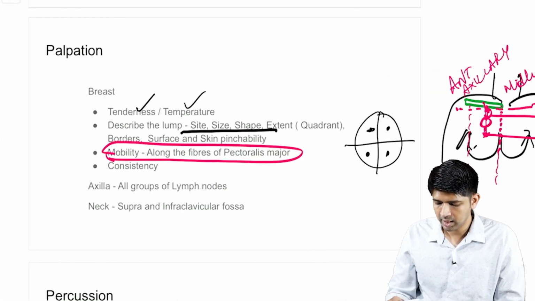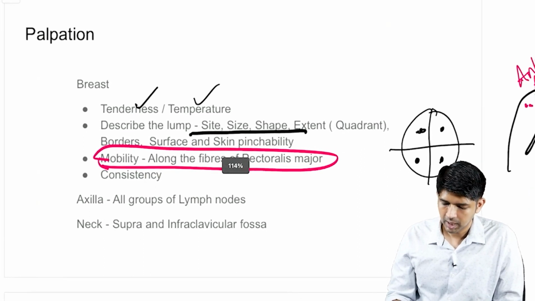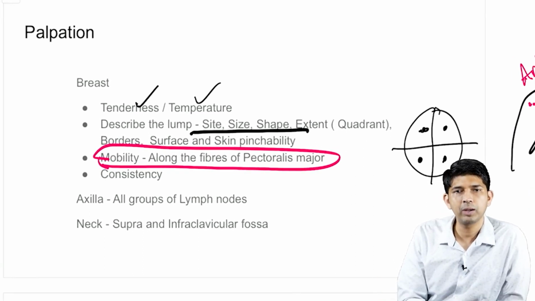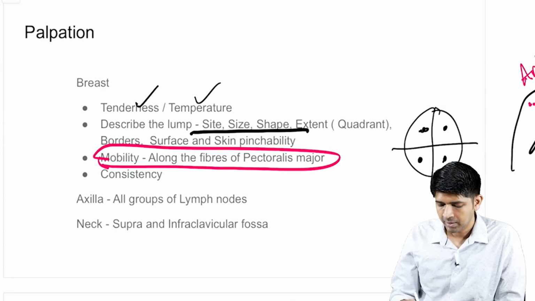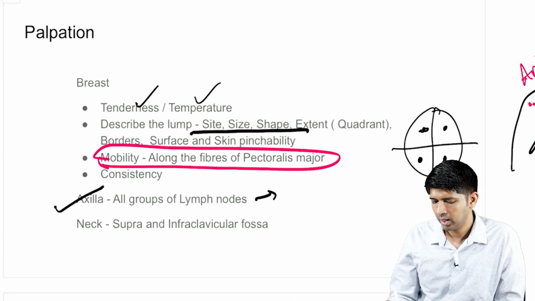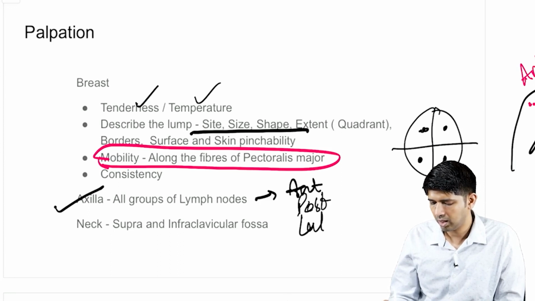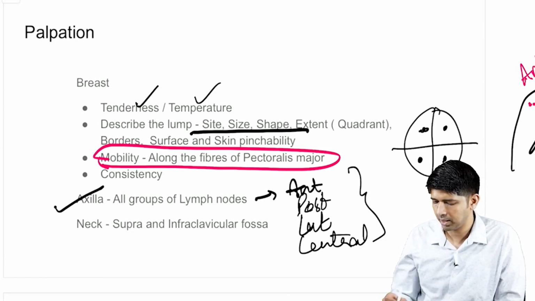Finally will be your consistency. You're going to check whether it is a hard lump or whether it's a firm lump. A hard lump is more in favor of a malignancy and a firm lump is more in favor of it being a benign disease. Then you're going to examine the axilla. Like we have discussed, you're going to examine the anterior, the posterior, the lateral, and the central. These are the four groups of lymph nodes in the axilla that you're going to examine.